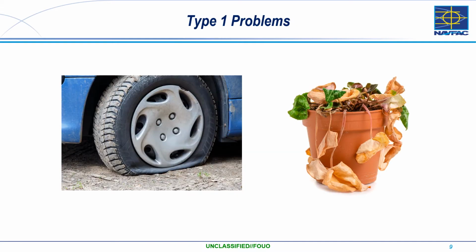Some problems are easy to identify. The pictures I just showed you represent easy to solve problems. Through some basic troubleshooting, we can identify the problem and move forward with the solution. These are type 1 problems. The problem is easy to spot, and you can often solve it on your own or on the go.